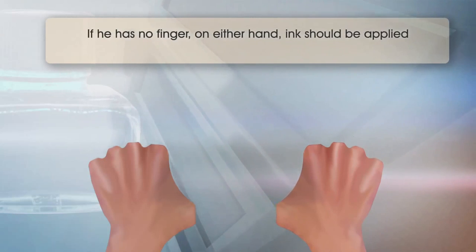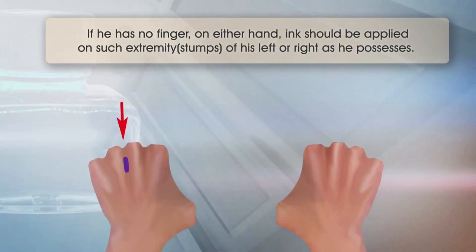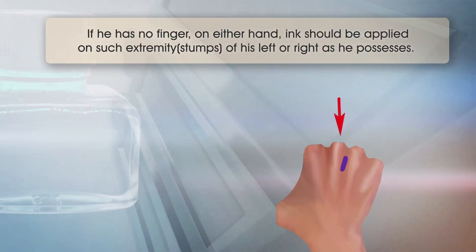If he has no finger on either hand, ink should be applied on such extremity or stumps of his left or right as he possesses.